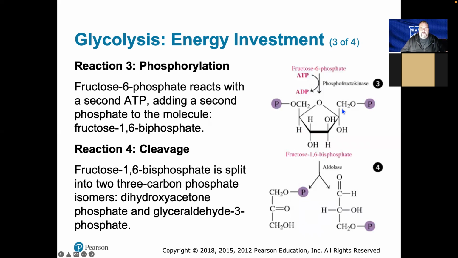Reaction 3, phosphorylation. Fructose 6-phosphate reacts with a second ATP, adding a second phosphate to the molecule, forming fructose 1,6-bisphosphate. Reaction 4, cleavage. Fructose 1,6-bisphosphate is split into two 3-carbon phosphate isomers, dihydroxyacetone phosphate and glyceraldehyde 3-phosphate. Now, the fun part is going to be, where does it split apart?